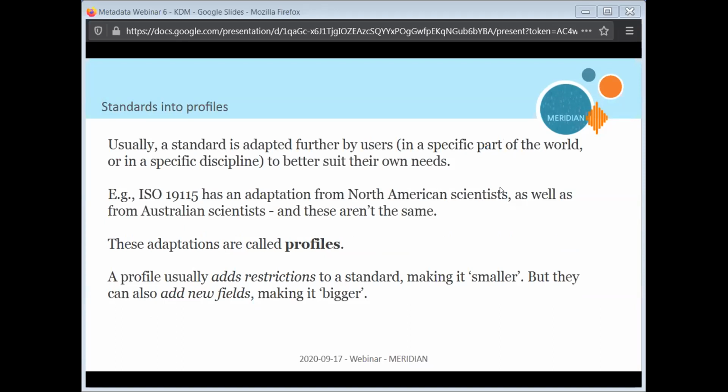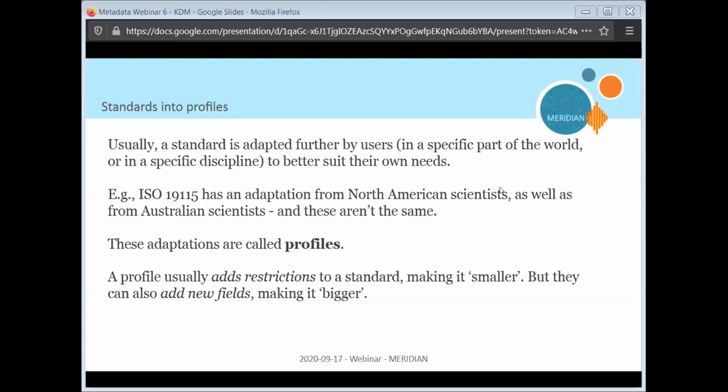Now we've talked about standards. Standards are essentially at a more theoretical level. They're not usually designed to be implemented directly. They're often adapted by users in a specific part of the world or in a specific discipline to suit their needs in that part of the world or that discipline.